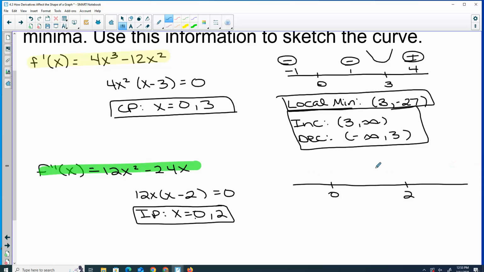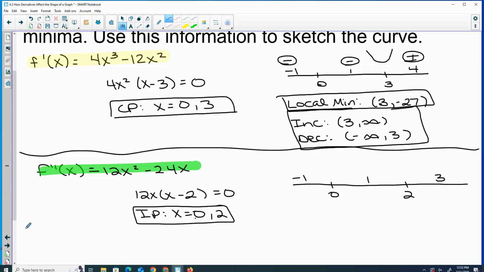Okay. So we need our sign line. Smaller than 0, between 0 and 2, bigger than 2. Alright, so if I plug in -1, where am I plugging these in? The second derivative. Everything I'm doing right now is based off the second derivative. We already did all of the first derivative work. So 12 times -1 is negative, -1 minus 2 is negative, negative times negative is positive. If I put in a 1, 12 times 1 is positive, 1 minus 2 is negative, positive times negative is negative. If I put in 3, I get positive times positive.